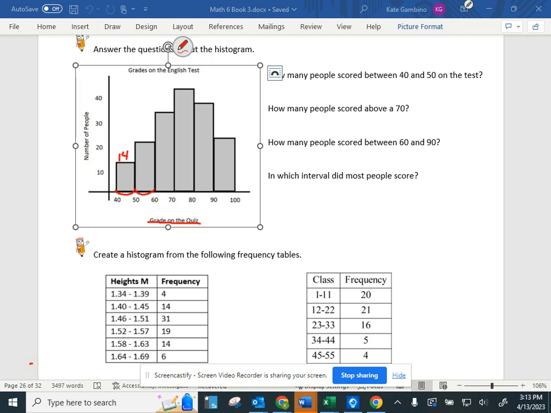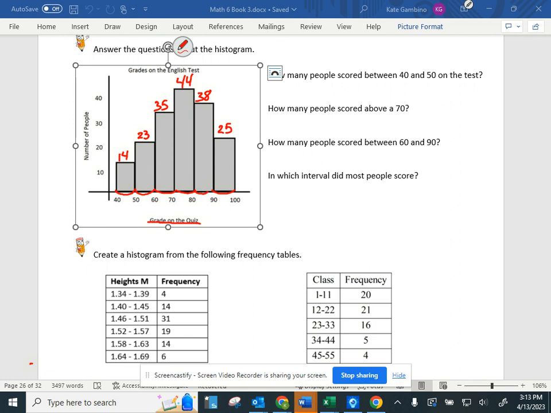Going from 50 to 60, scoring any type of 50 on the test, there was 23. From 60 to 70, there's 35. From 70 to 80, we had 44 people scoring in that range. From 80 to 90, we had 38 people scoring in that range. And from 90 to 100, we had 25 people scoring in that range.